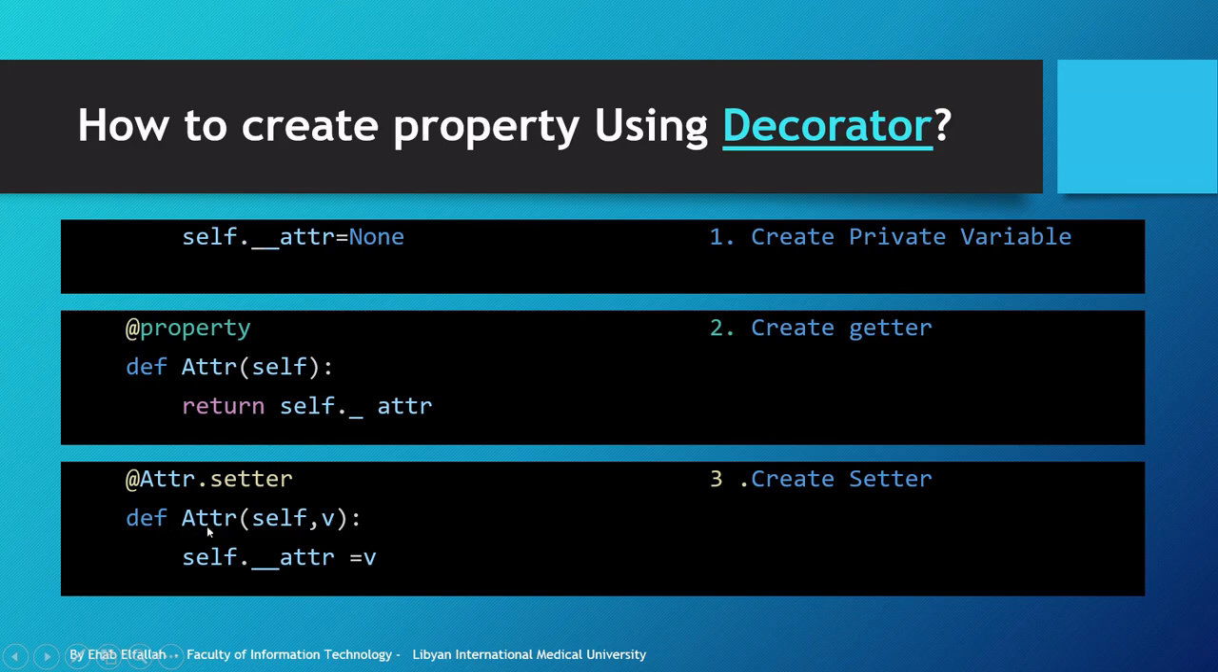So we define the setter and we receive the self and the value that we want to set in that attribute, and we assign the value to that attribute. So self dot underscore attribute equal to value. And that way we create a property. It's the same steps as when we create a normal attribute, but this is how to create a property.